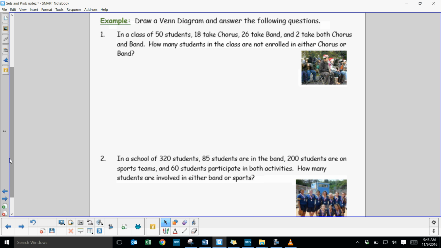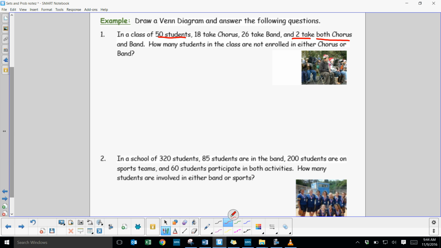In a class of 50 students, and remember that's important, that's our total, 18 take chorus, 26 take band, and 2 take both chorus and band. So we've worked out the intersect is 2. That's important because we're going to work from 2 outwards. How many of the students in the class are not enrolled in either chorus or band?